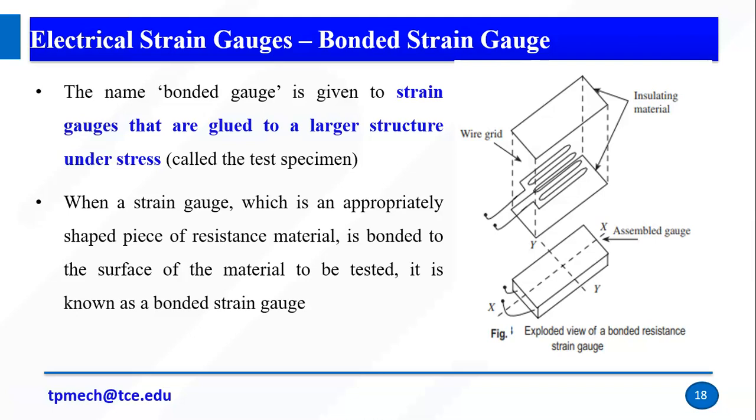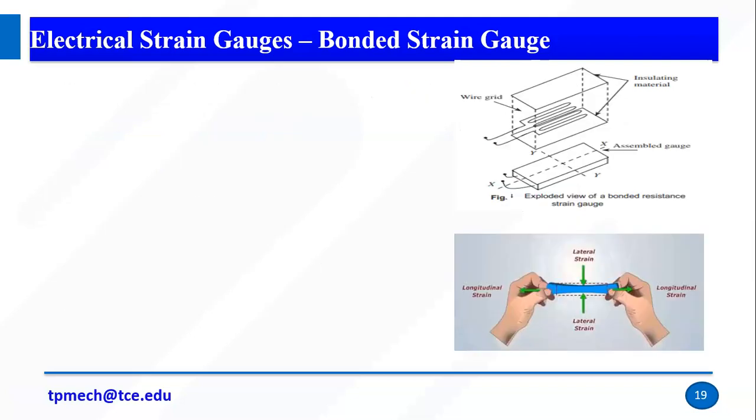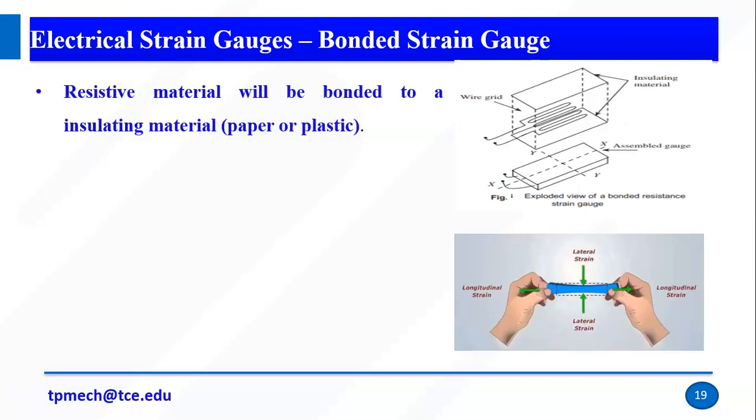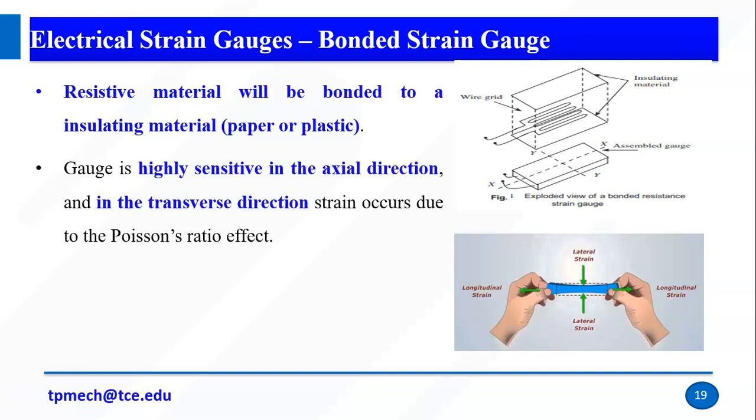So when the strain gauge, which is an appropriately shaped piece of resistive material, is bonded to the surface of the material to be tested, it is known as the bonded strain gauge. Right. So both the materials are bonded. So the resistive material is bonded with the insulating material. Some of the insulating materials are paper or plastics. Right. So paper or plastics is used as the insulating material.